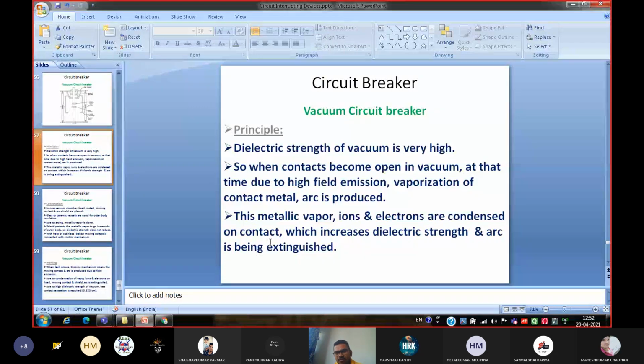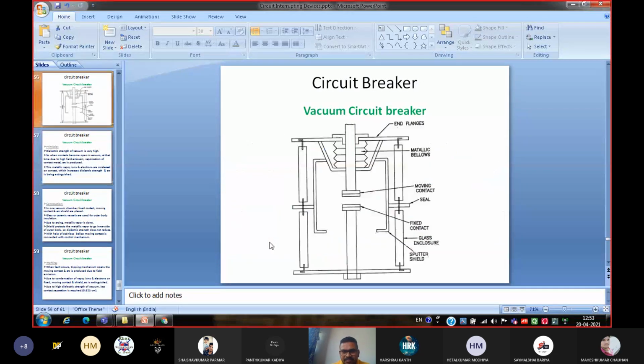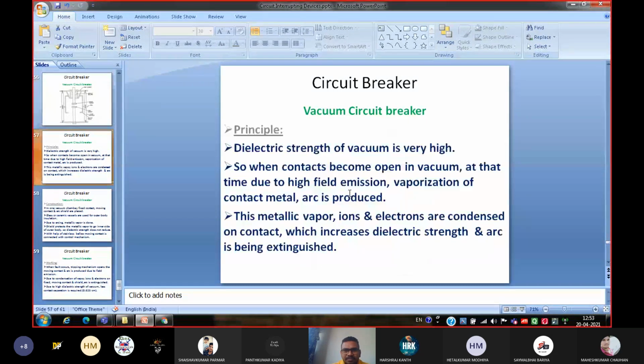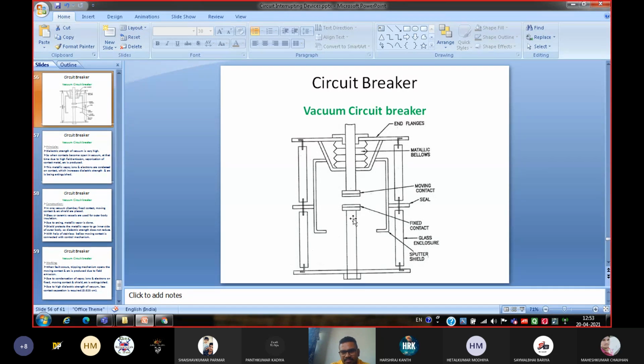In vacuum, when contacts become separated, at that time the high field emission occurs. This is the vacuum. This is a fixed contact, and this is a moving contact. So when contacts become separated, due to the high field emission, vaporization of contact metal occurs. Now what happens, these metallic vapor, ions and electrons are condensed on the contact, in the vacuum.